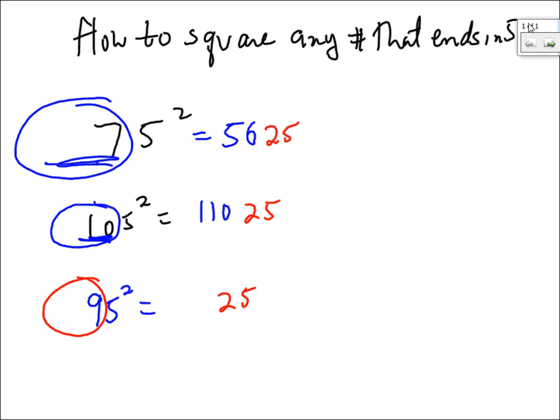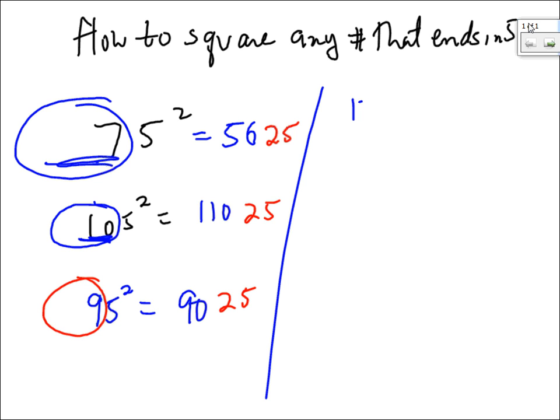If you have 95 and you want to square it, it ends in 25. Multiply everything but the 5, that is, in this case, the 9 by 1 more. 9 times 10 is 90. There it is. This is how you square a number in your head that ends in a 5.